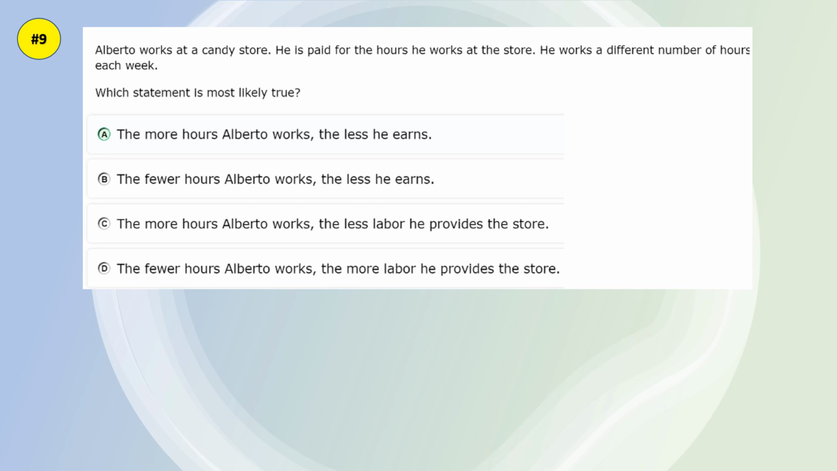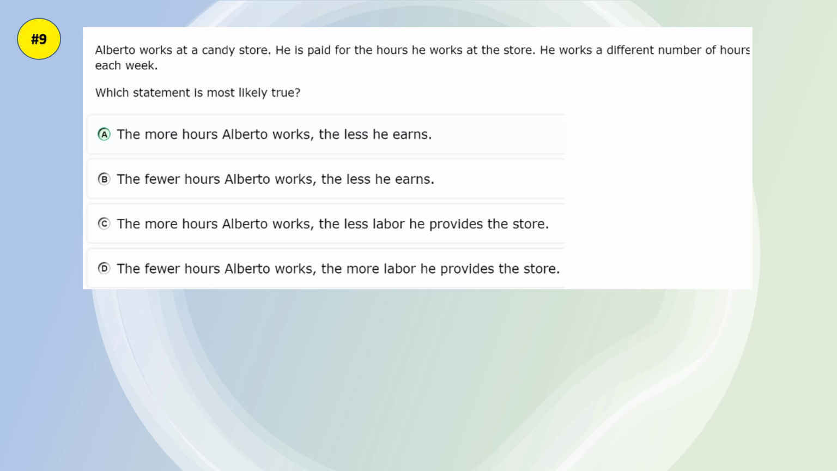Number 9 says, Alberto works at a candy store. He is paid for the hours he works at the store. He works a different number of hours each week. Which statement is most likely to be true? Most likely to be true. A says the more hours Alberto works, the less he earns. That doesn't sound right. Let's read B. B says the fewer hours he works, the less he earns.